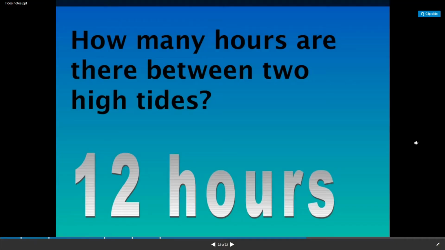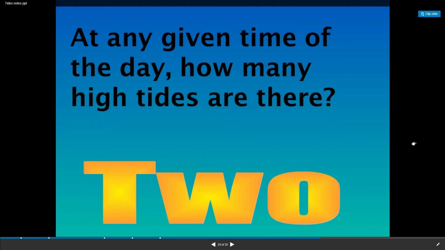And how many hours are there between 2 high tides? That's 12 hours, or half of a day. So when you go to the ocean, you might have a high tide in the morning and then one during the evening. At any given time of the day, how many high tides are there? Well, there's 2.